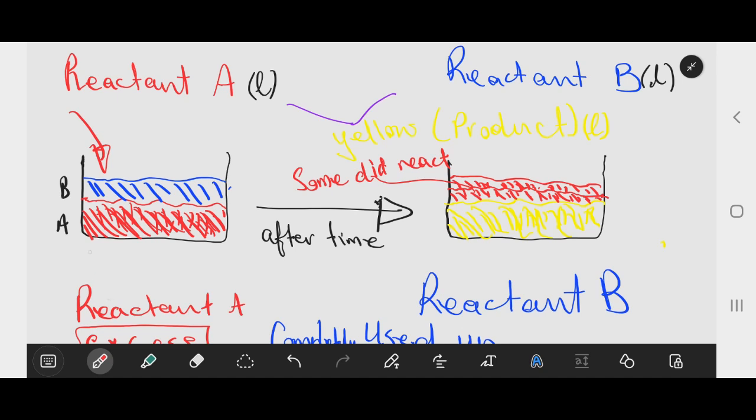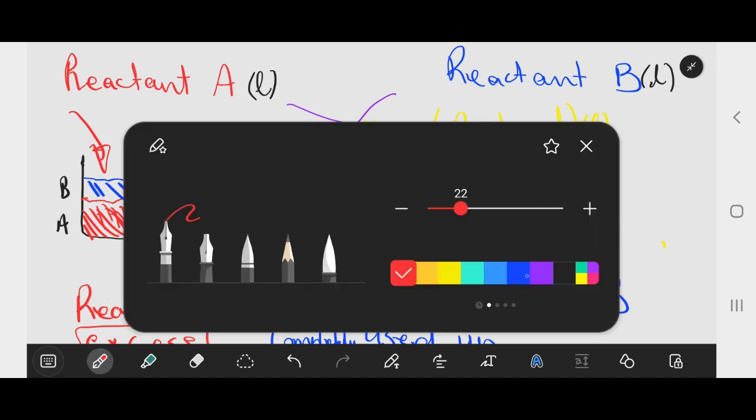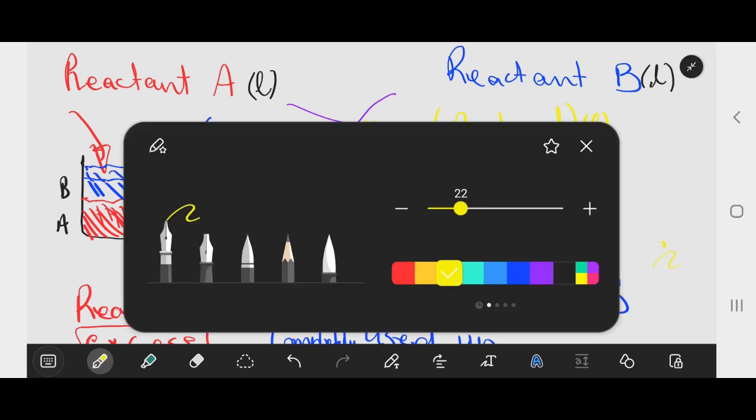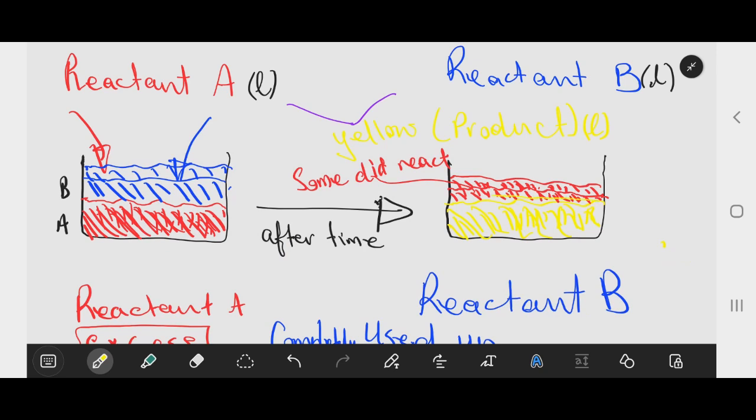But what if we add more liquid B to the initial reaction? Then that means the amount of product that we will get at the end would increase, right? So the amount of product that we get is limited by the limiting reagent, which is the amount of reactant B, right?